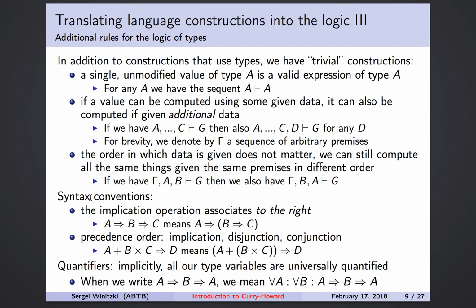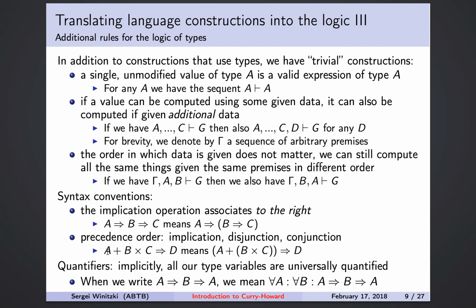In what follows, we will use these syntax conventions. First of all, the precedence of operations. The implication associates to the right, which means that this expression always means this, and these parentheses don't have to be written. If we want first the implication from A to B and then the implication from that to C, then we will always write parentheses around this first implication. But parentheses around the second implication can be omitted.